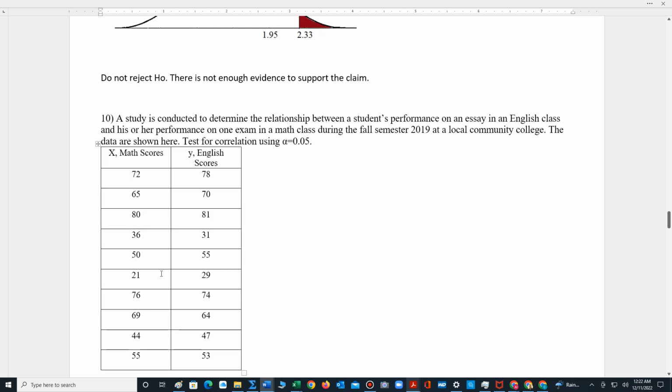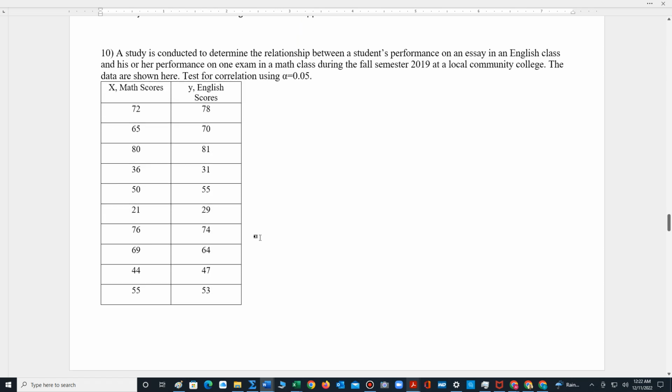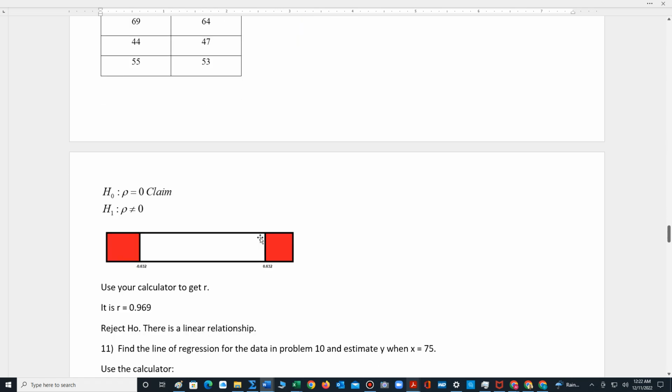Number 10 states the following. It says, a study is conducted to determine the relationship between a student's performance on an essay in an English class and his or her performance on one exam in a math class during fall 2019. We have our data and we want to test for correlation using alpha 0.05. So first of all, we set up our claim. It's H naught is rho equal to 0. That's always the claim. And H sub 1 is rho not equal to 0.